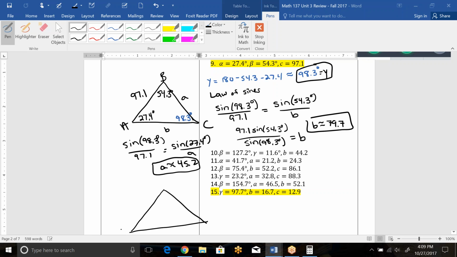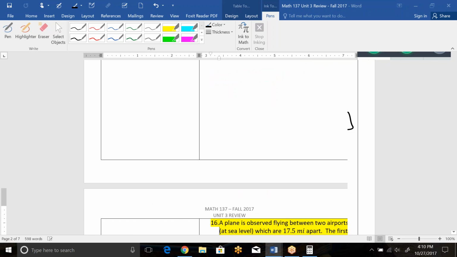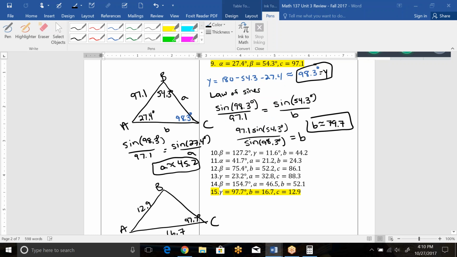So we have A, B, and C. We're just kind of drawing them however we want. This is 97.7 degrees. 16.7 is across from the big B, and 12.9 is across from the big C. So again, it looks like I can use law of sines because I have an angle and a side across from it.